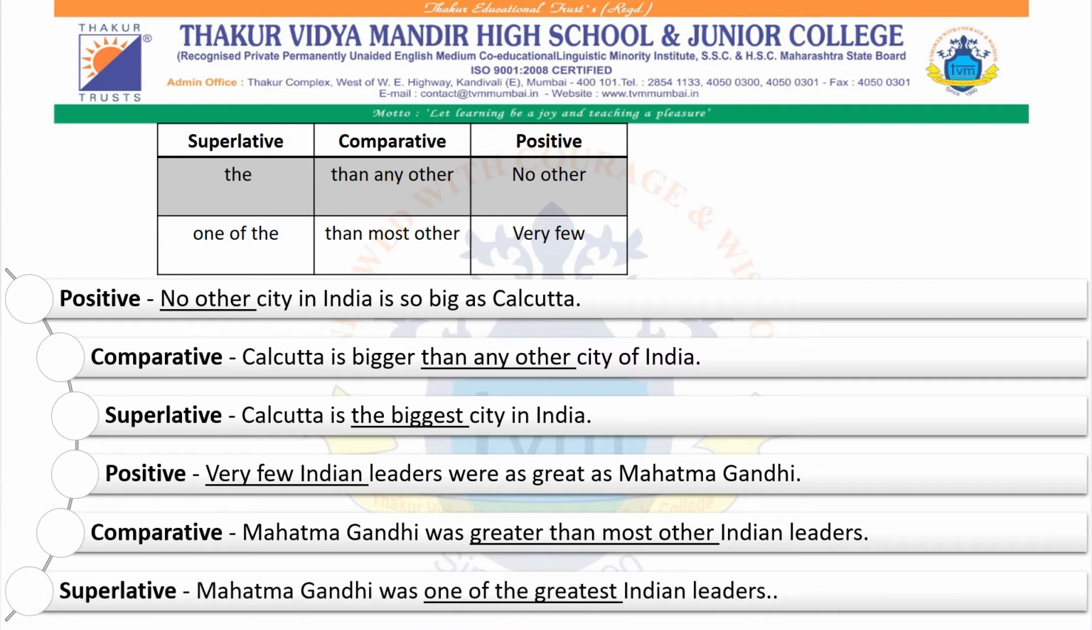And superlative: Mahatma Gandhi was one of the greatest Indian leaders, according to the structure, and also the meaning is the same because very few Indian leaders were as great as Mahatma Gandhi. So Mahatma Gandhi was one of the greatest Indian leaders because there were few leaders as great as Mahatma Gandhi, and that is why one of the greatest Indian leaders.